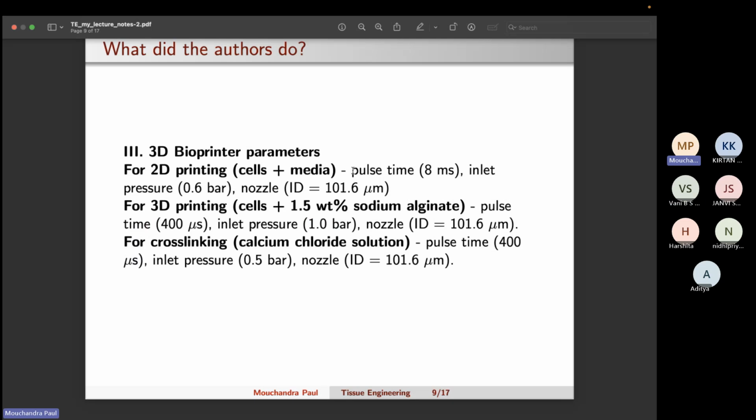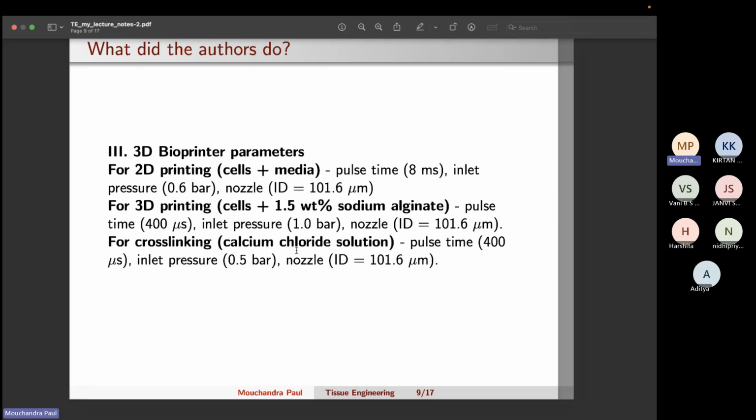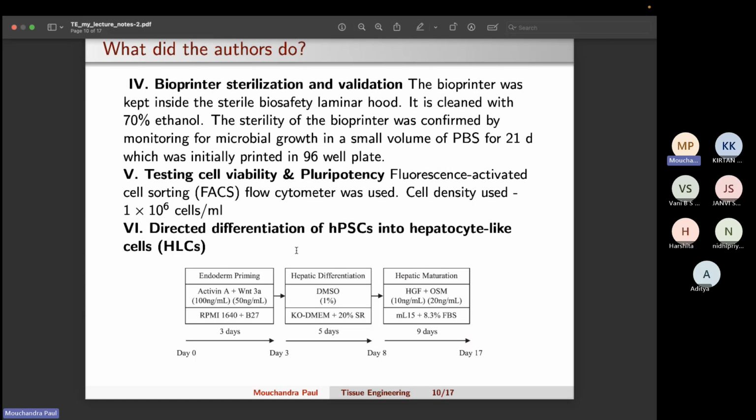And there is another thing called pulse time. This pulse time basically refers to the time for which the valve is open. You're giving the electric field to the electromagnets, which is opening the valve, and for the first case it is opening only for 8 milliseconds. The longer the pulse time, the bigger droplets you will get. The shorter the pulse time, the smaller the droplets will be. So these are the 3D bioprinter parameters.